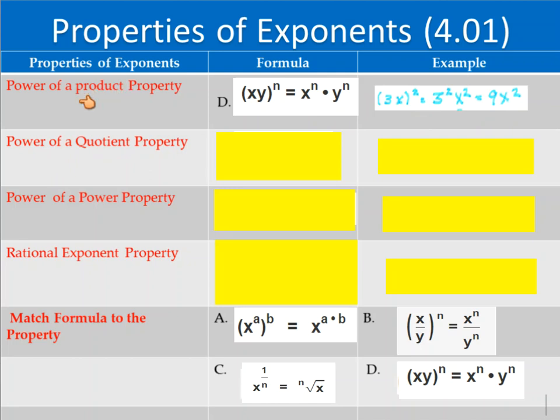All right, go ahead and pick for power of a quotient property. Remember, this one was multiplying, so quotient means dividing. Go ahead and pause the video and pick between A, B, or C. All right, let's see if you're correct.